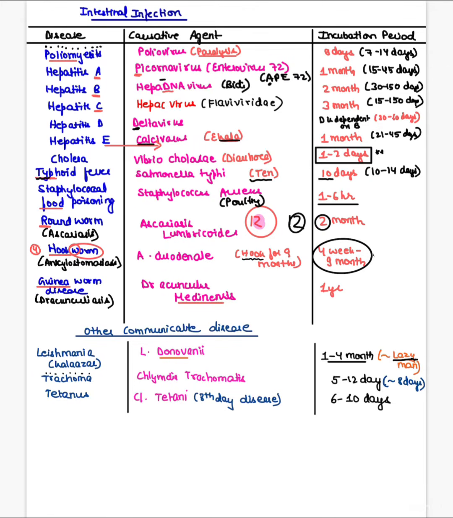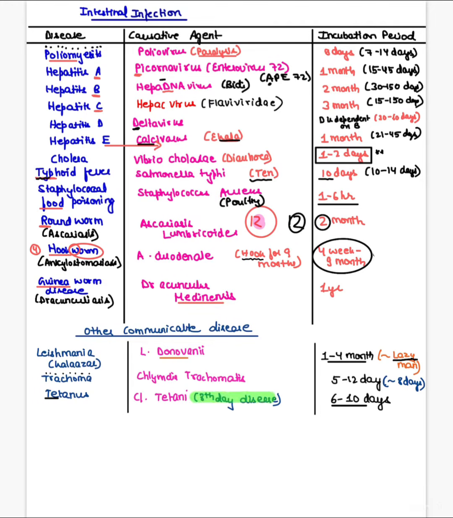Now trachoma, guys. That causes inclusion conjunctivitis, caused by Chlamydia trachomatis. If you count the number of letters in trachoma, that is 8, so it's 5 to 12 days. Now coming to tetanus, guys. Tetanus, TE 10, guys, that is 6 to 10 days, and this is also known as the 8th day disease.